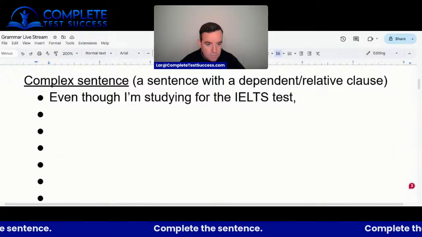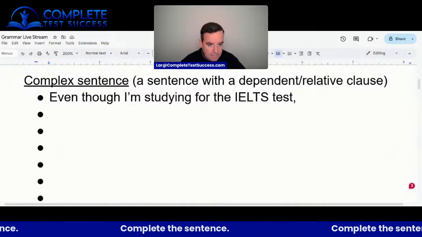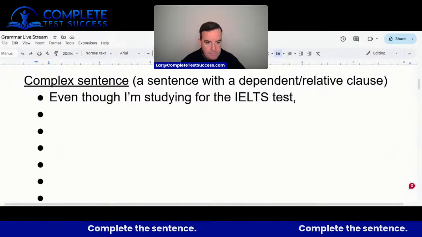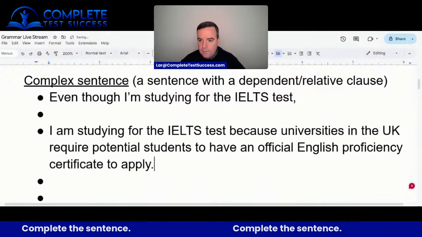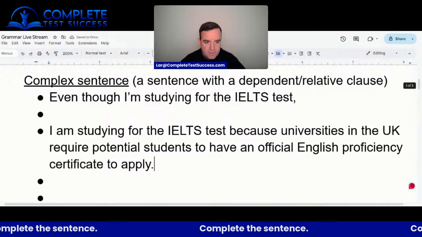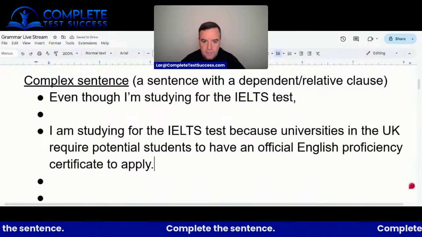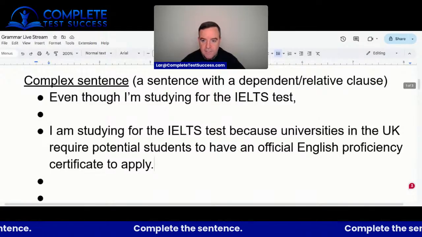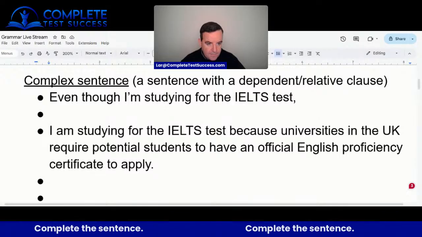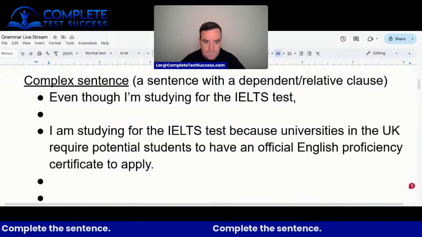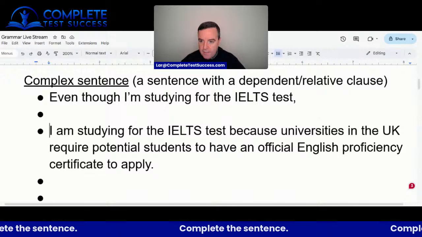Okay. So next I have Daniel. I'm studying for the IELTS test because universities in the UK require potential students to have an official English proficiency certificate to apply. Very good. Yeah, perfect. No mistakes. Good. And Jim Bear again.